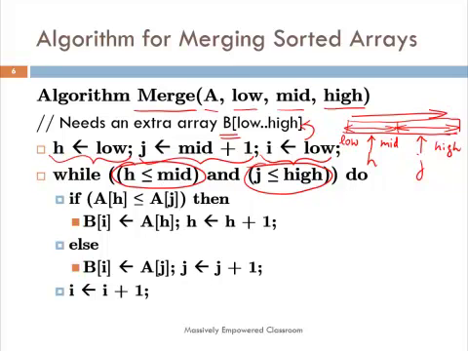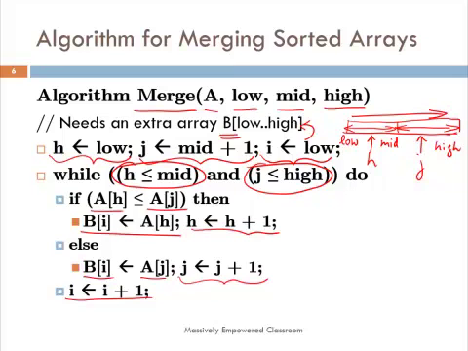What do we do? We compare A[H] and A[J]. If A[H] is less than or equal to A[J], then we copy A[H] to B[I], the new array where we are going to produce the merged array, and we advance the H pointer. Otherwise, we copy A[J], the element from the second part, to B[I], and we advance the index J. In either case, we have written one element to B, so we advance the index of B. This is all there is in the merge algorithm.